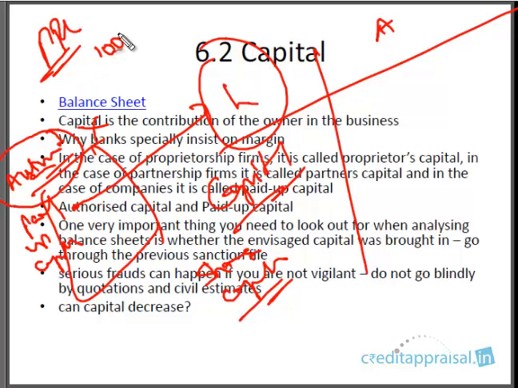So if the authorized capital is 100 lakhs, but the paid up capital is only 25 lakhs, right? This is what we are interested in. So when you're given a balance sheet, please look at the paid up capital and enter that amount in the relevant head under the CMA data, right?